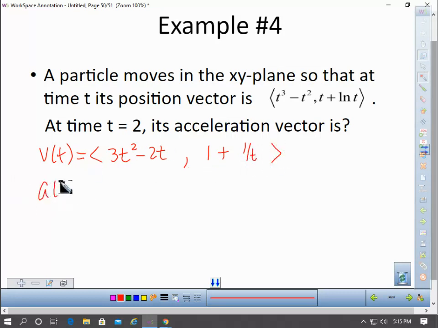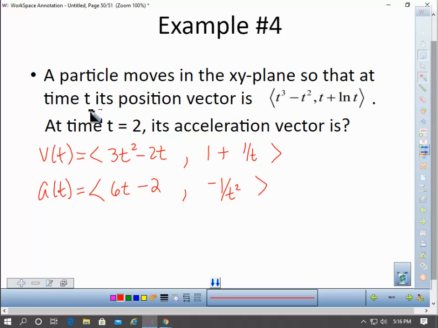Now to find the acceleration vector, we're going to take the derivative again. So the derivative of this first component is going to be 6t minus 2. The derivative of this component, the derivative of 1 is 0, and the derivative of 1 over t, that's really t to the negative 1. So that's going to be negative 1 t to the negative 2, so that's negative 1 over t squared. All I did was take the derivative of 1 over t.